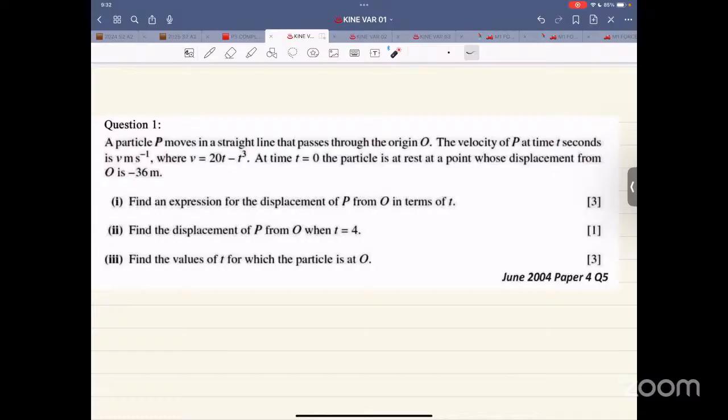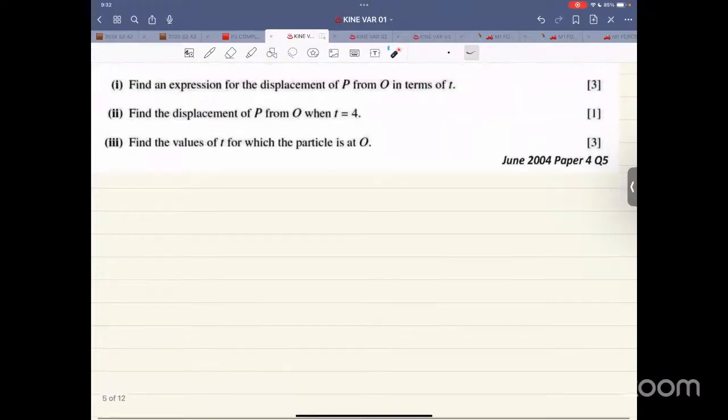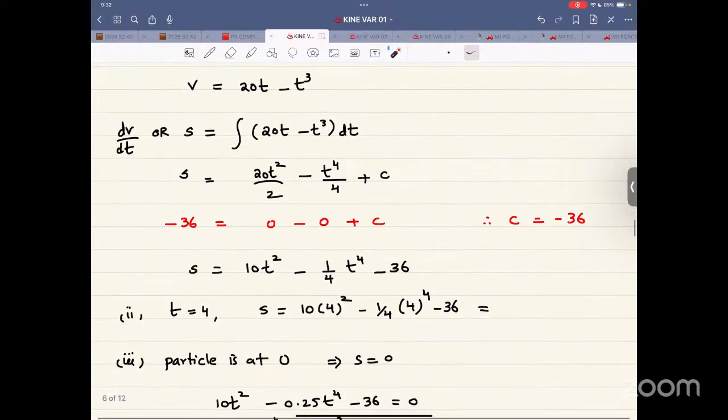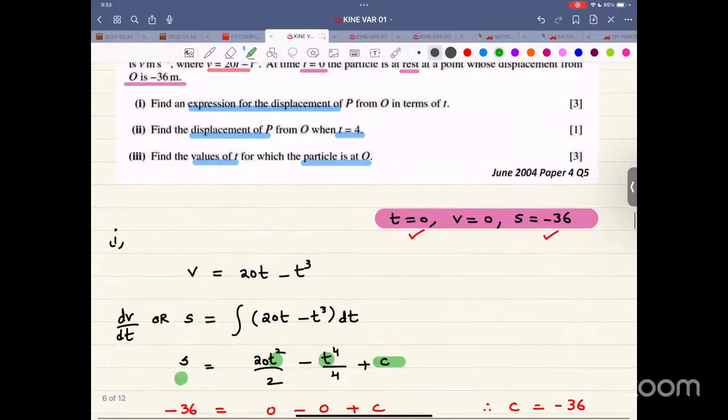Find an expression for the displacement. Find the displacement of P from O when t equals 4. Find the values of t for which the particle is at O. So first things first, integrate. You get the displacement equation. You have plus c. So now when you have plus c, think about what you need to evaluate. You have to plug in some displacement and some time in order to evaluate c.